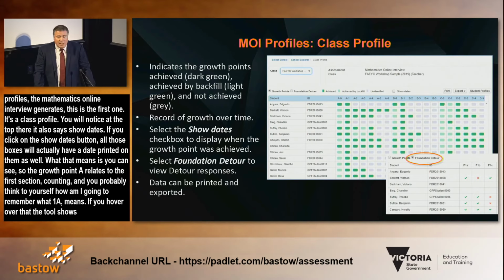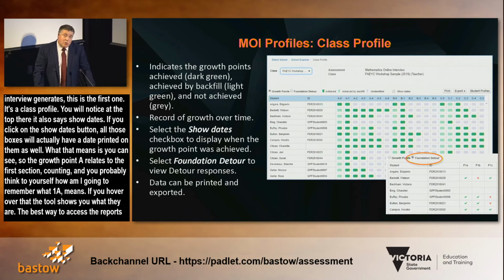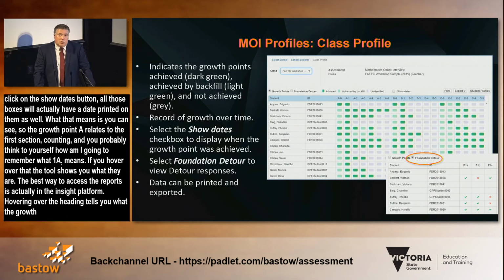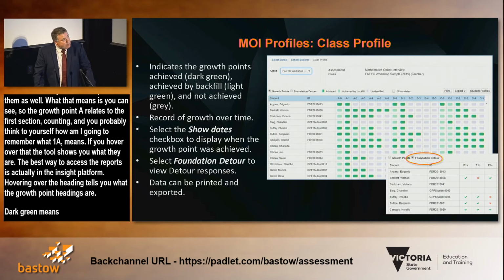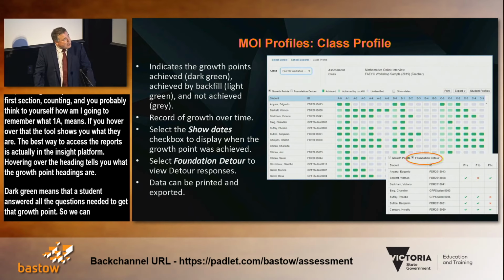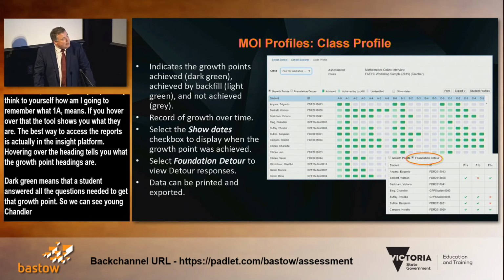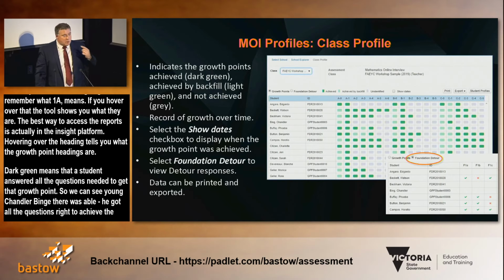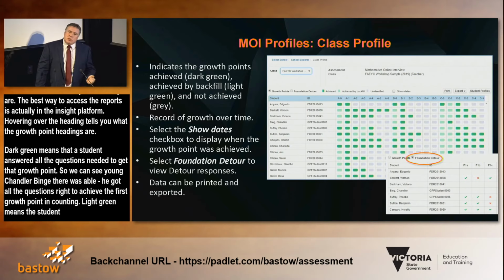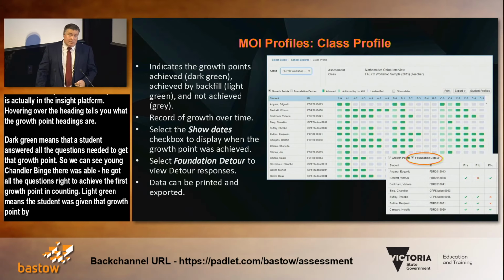So you access these reports. The best way to access the reports is actually in the Insight platform. Hovering over the heading tells you what the growth point headings are. Dark green means that a student answered all the questions needed to get that growth point. So we can see young Chandler Bing there, he got all the questions right to achieve the first growth point in counting. Light green means the student was given that growth point by backfill.